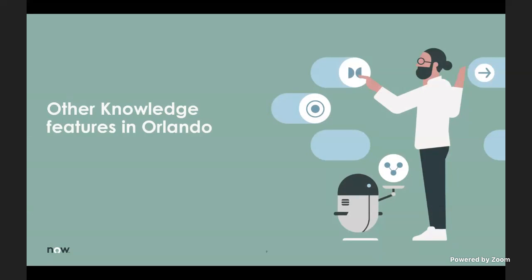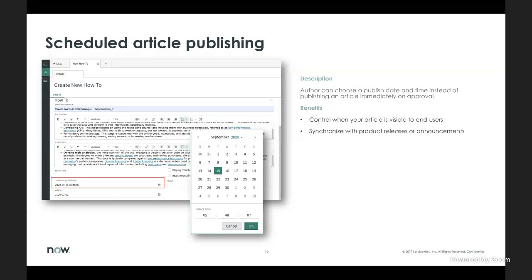So a couple of other features that are really useful, but not big enough to demo. I'll talk about them. One is scheduled article publishing. As you know, before Orlando, whenever you send an article for approval, the moment it is approved, it directly becomes published and is available to the users it is meant for. But with Orlando, we have added a new field called scheduled publish date. If you add a date and time to the scheduled publish date field on the knowledge form, and if it is a custom form that you have created, then you can add this field to your form.